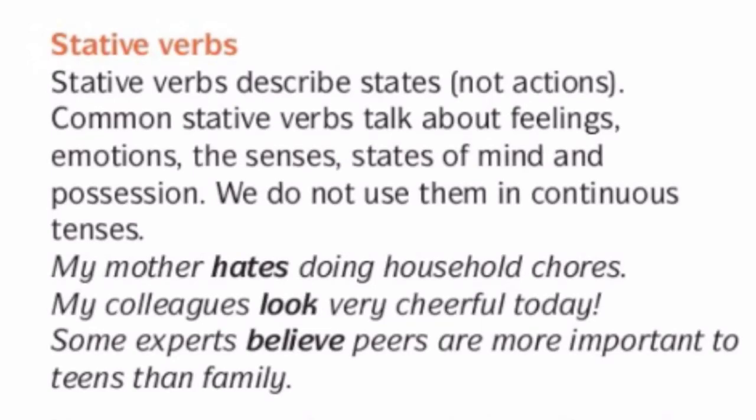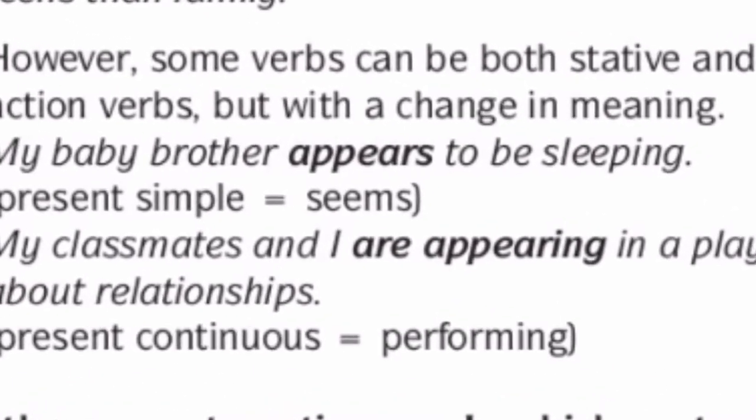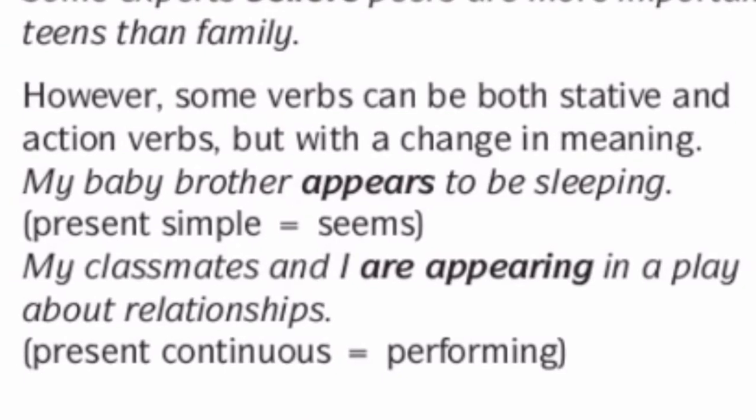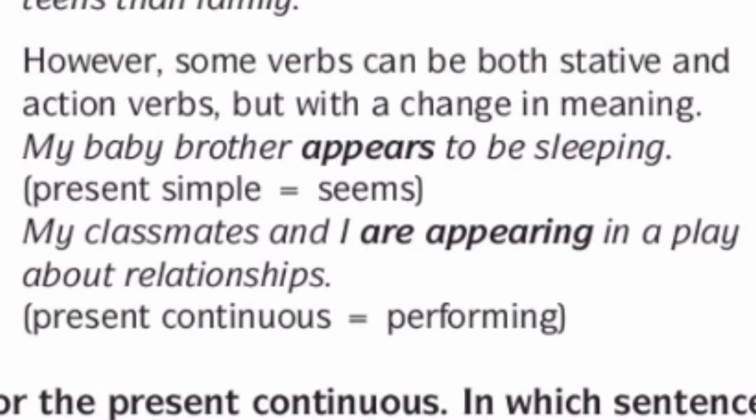Now we are done with the most basic definition of stative verbs. However, you have to understand that some verbs can be both stative and action verbs. When the verb is used in two different categories, the meaning will be different. For example, my baby brother appears to be sleeping. The word appears here is a stative verb because it is associated with the sense of sight. Basically, this means that when I look at my baby brother, he looks like he is sleeping.